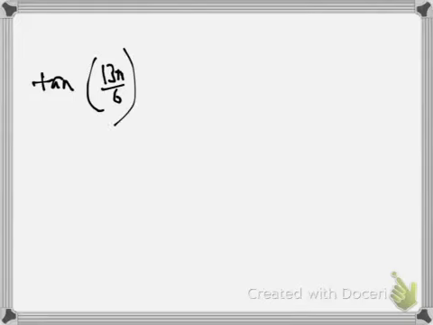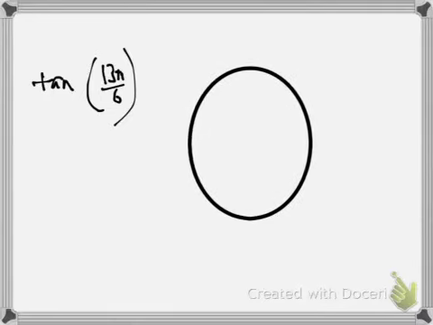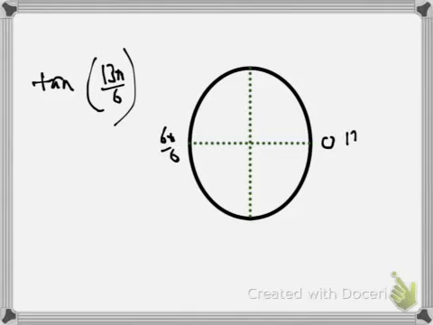Let's look at tan 13 pi on 6. This brings up an interesting point. Hold on a second. What's going on here? That's 0 there. That's pi there, which is 6 pi on 6. And 12 pi on 6 is all the way round.